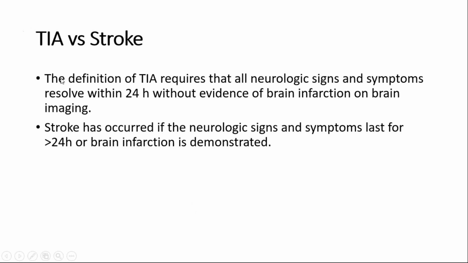Now there is another entity, TIA, transient ischemic attack. It is also a very common presentation, but the difference between it and stroke is that the patient will have all the neurological signs, hemiparesis, but they will resolve, usually within 1 hour, though we allow a coverage of 24 hours. If symptoms resolve within 24 hours without any evidence of brain infarction on brain imaging, then the patient is having a TIA.